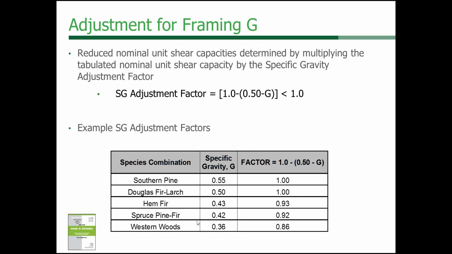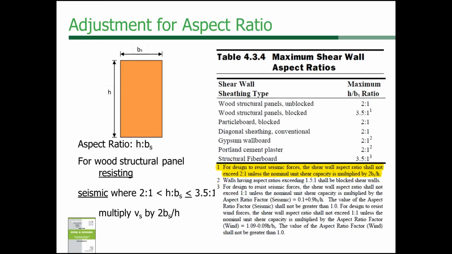Now, you can see from the framing, our least wood member on this chart here is Western Woods, and it has a specific gravity of 0.36. So you can see it reduces the actual value for your shear walls because it has less specific gravity, by about 14%. So something to be aware of if you're trying to, again, get more capacity out of that shear wall. You can increase it depending on the type of framing that you're dealing with.